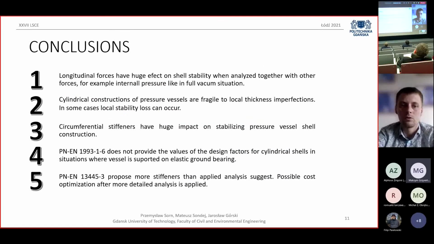And the conclusion. Firstly, the longitudinal forces have a huge effect on shell stability when analyzed together with other forces, for example internal pressure like the full vacuum situation. Cylindrical constructions of pressure vessels are fragile to local thickness imperfections. In some cases, local stability loss can occur. Circumferential stiffeners have a huge impact on stabilizing the pressure vessel shell construction. Eurocode 3 doesn't provide the values of design factors for cylindrical shells in the situation where the vessel is supported on elastic ground bearing, and the pressure vessel code proposes more stiffeners than the applied analysis suggests. Possible cost optimization after more detailed analysis is applied.